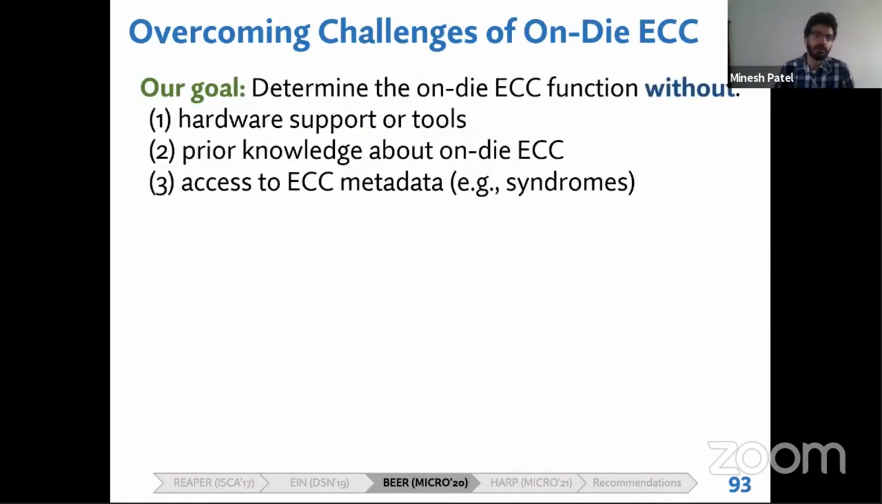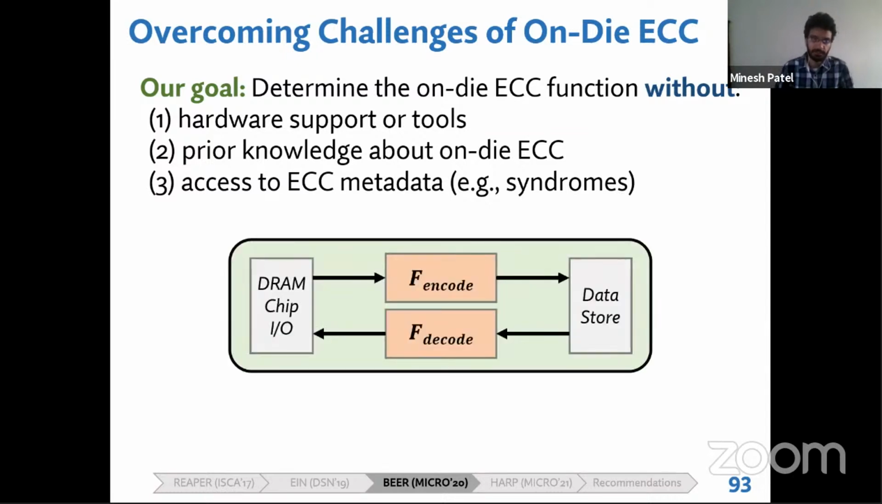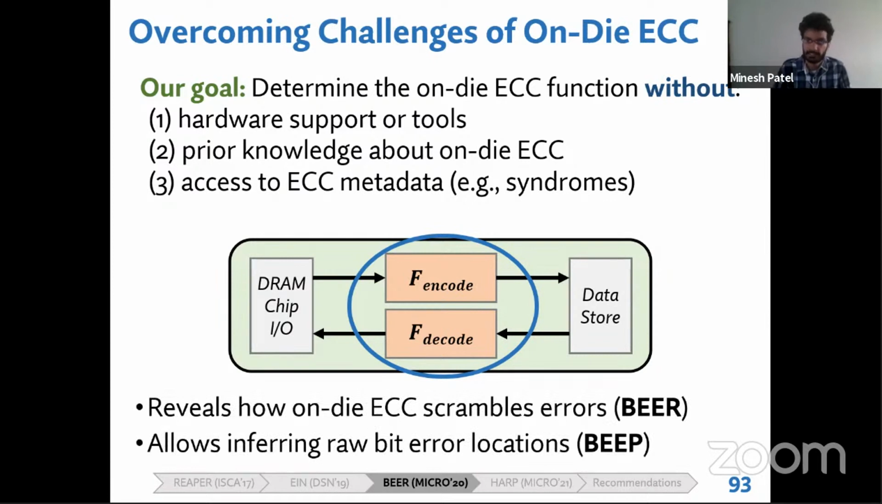And so to overcome this, our goal in this work is to determine the on-die ECC function without using any hardware support or tools, prior knowledge about on-die ECC, or access to ECC metadata. For example, access to the ECC syndromes or parity check bits. So here I show the example from before with the F encode and F decode representing the ECC encoder and decoder. And what this goal means is that we want to know exactly what's happening within the encoder and decoder, because this would reveal exactly how on-die ECC scrambles errors and allows us to infer raw bit error locations, which we'll see through BEER and BEEP later in the talk.